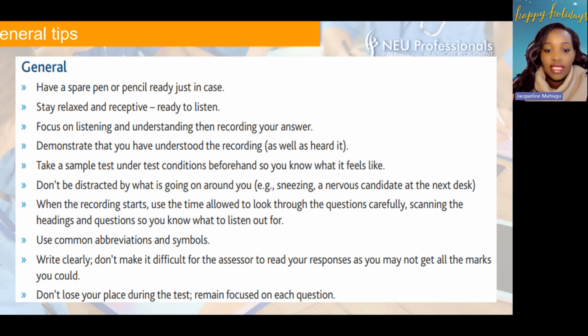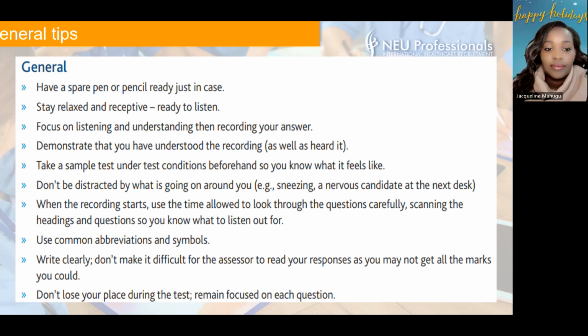Then when the recording starts, use the time that is allowed to look through the questions carefully, scanning the headings and questions so you know what to listen out for. We talked about that. So look through the questions carefully. That helps you know what you're supposed to be listening for. Like if they say today, then you know you're going to be listening for what happened today.